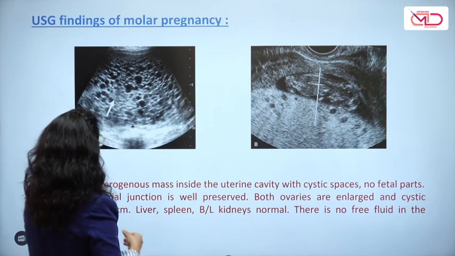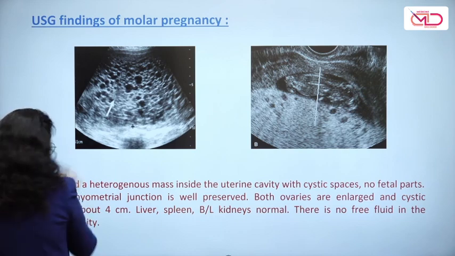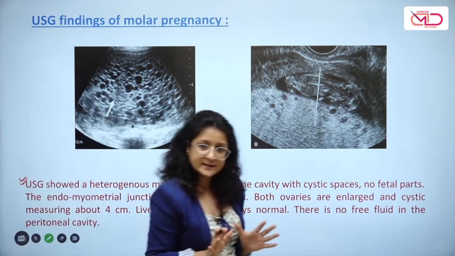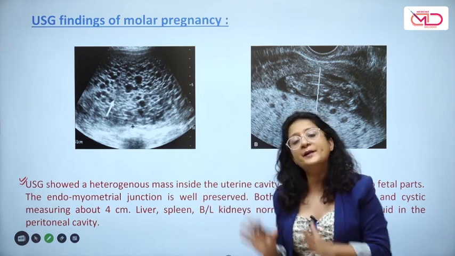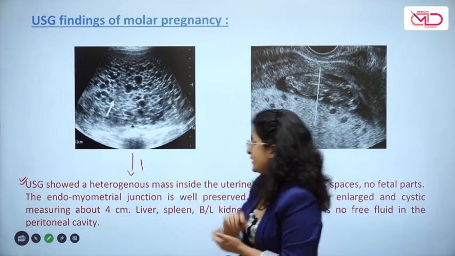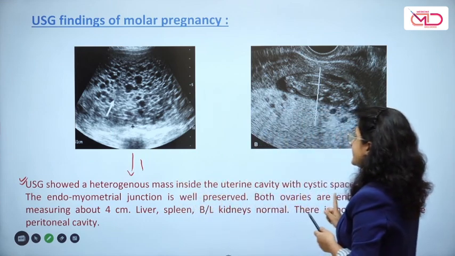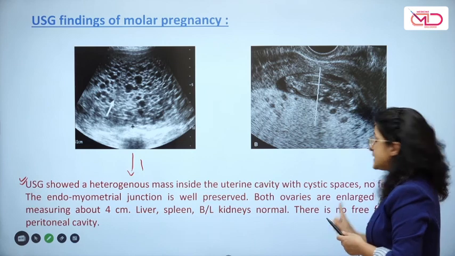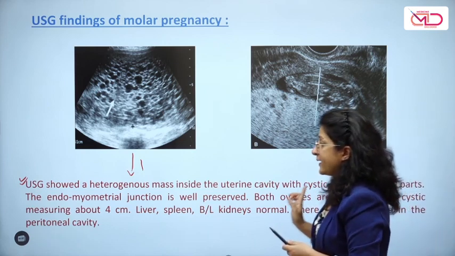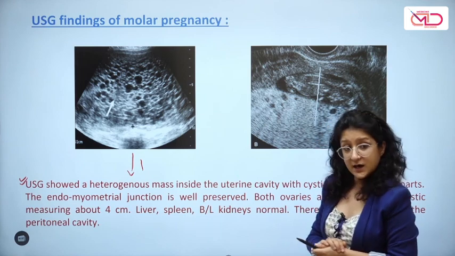And let us just read out the report that we found in our particular case. We were doing our case scenario. Now, we'll read the report that our patient showed, okay? So our patient showed this. Ultrasound showed a heterogeneous mass inside the uterine cavity with cystic spaces. No fetal parts were there. The endomyometrial junction is well preserved.